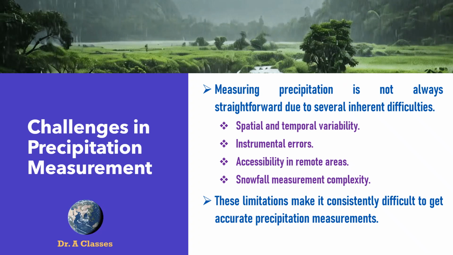Instrumental errors are also a significant concern. For example, strong winds can cause rain to miss a gauge, leading to an underestimation of actual precipitation. Furthermore, accessibility in remote areas poses logistical challenges for installing and maintaining equipment.